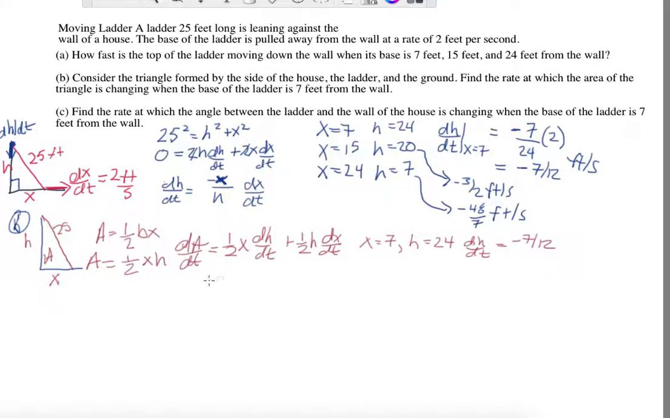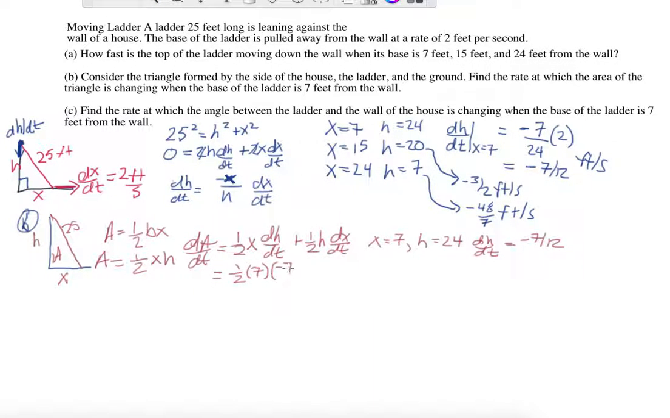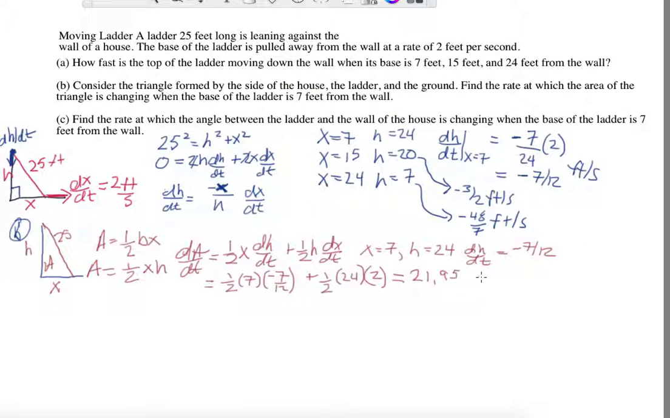And so we can just plug in these values now. So dA dt will be 1/2, 7, negative 7 over 12, plus 1/2. The height is 24. dx dt is 2. And so when you plug that into a calculator, you will get approximately 21.958 feet squared per second. All right, so that's letter B. On to letter C.